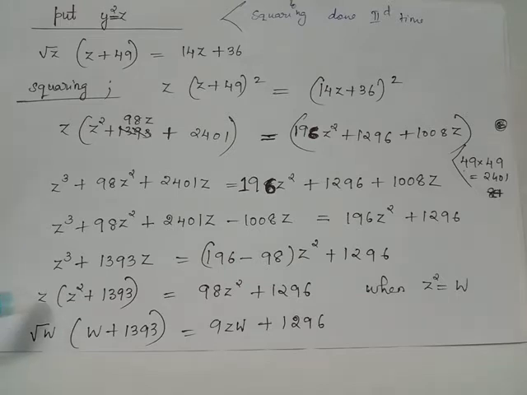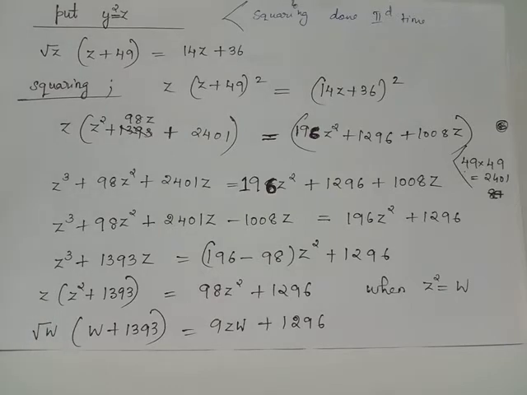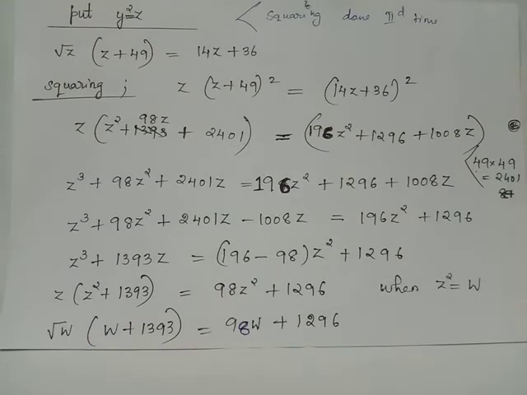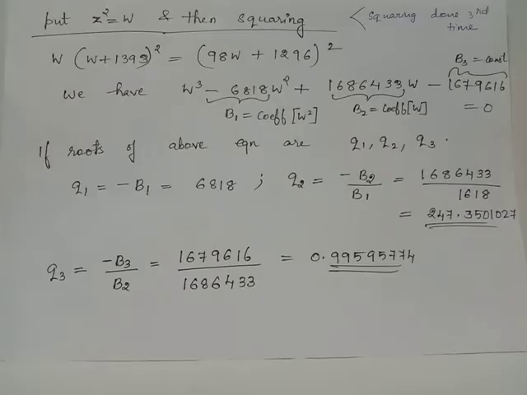Thus, we arrive at this equation: z cube plus 1393z equals 98z square plus 1296. Here we will use the assumption z square equals w. Thus, we have root w multiplied by w plus 1393 equals 98w plus 1296. In order to get an equation free of square root, we will again square both sides of this equation. Notice that here we are squaring for the third time.